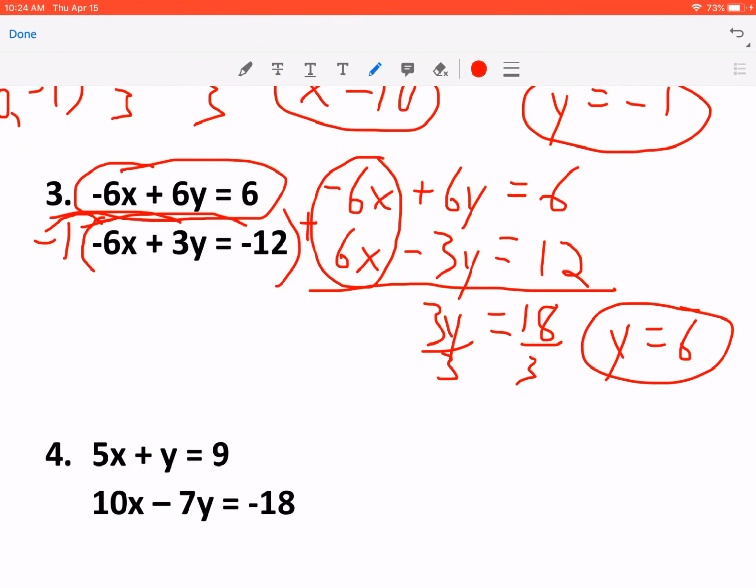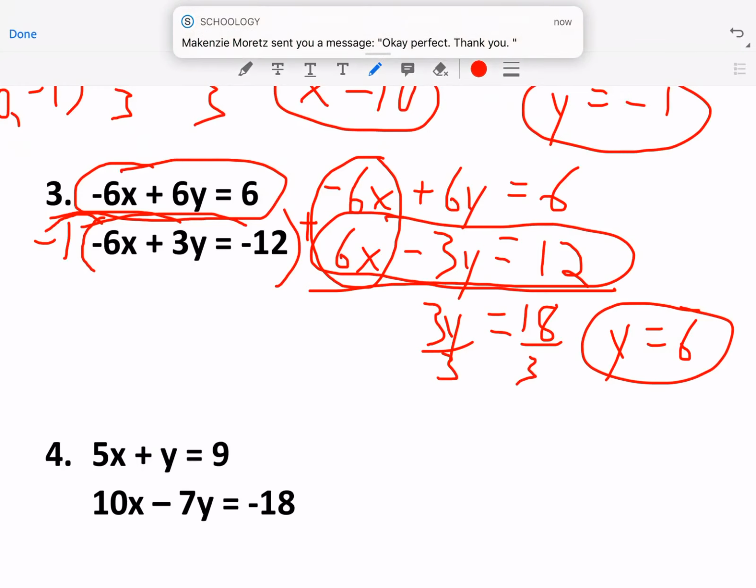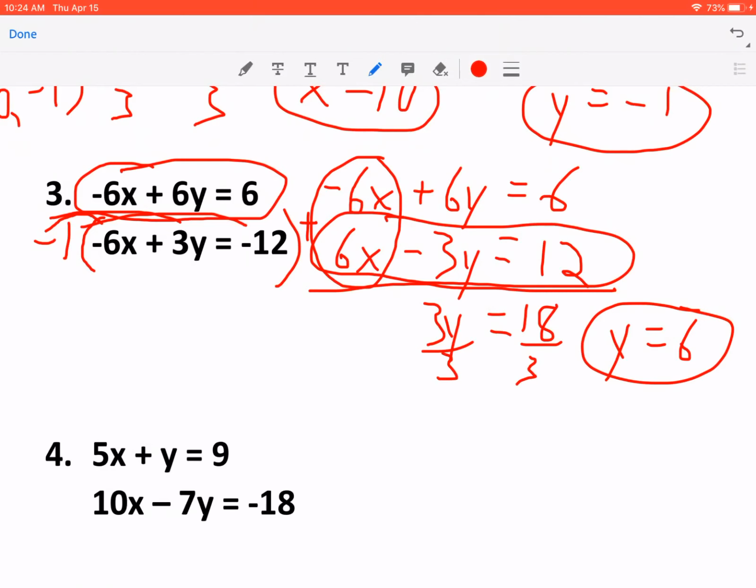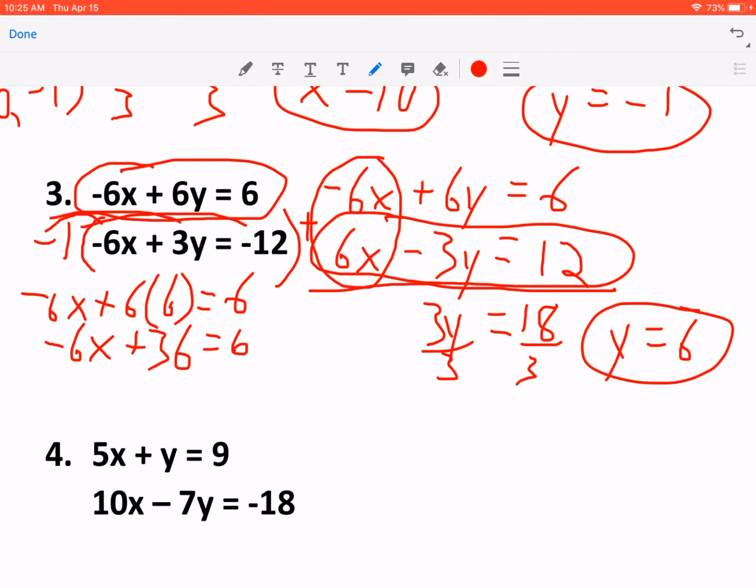Now, to solve for x, you could plug it back into the first one, the second one. You could even plug it into the one here that you manipulated. It doesn't matter. You should get the same answer. I'm going to plug it into the first one. So it should have been negative 6x plus 6 times y, which is 6, equals 6. So negative 6x plus 36 equals 6. How are you going to get rid of the plus 36? Minus 36.